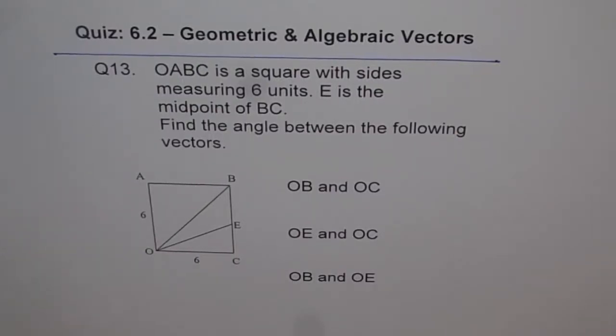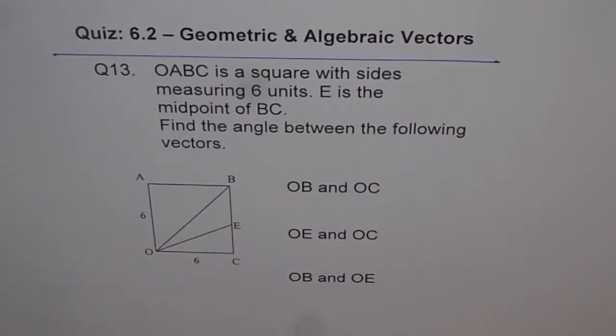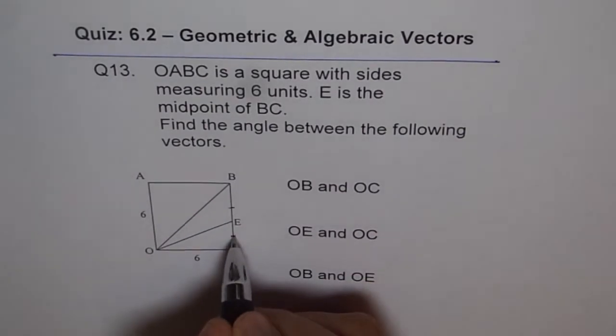Here is the solution for question 13. It says OABC is a square with sides measuring 6 units. E is the midpoint of BC. So E is the midpoint of BC, so these sides are equal, okay?